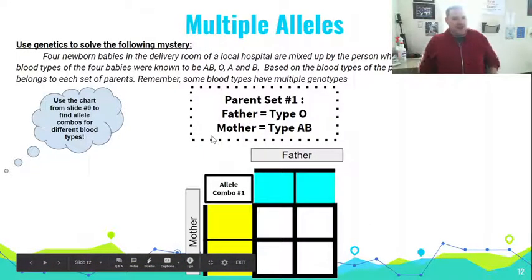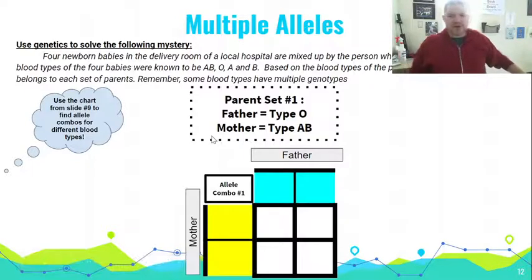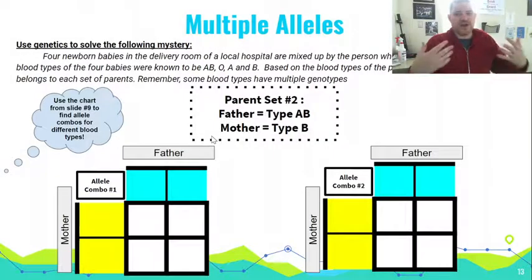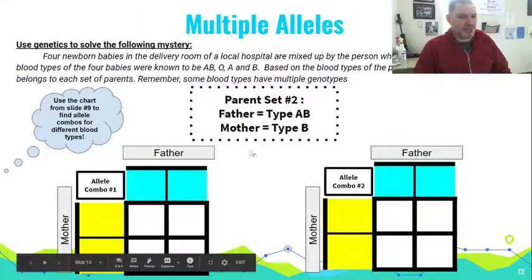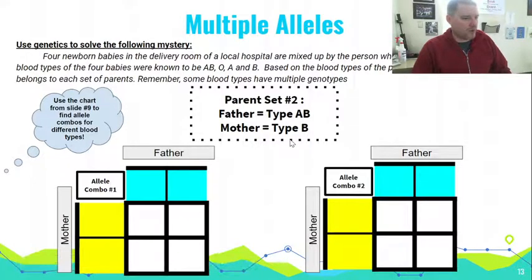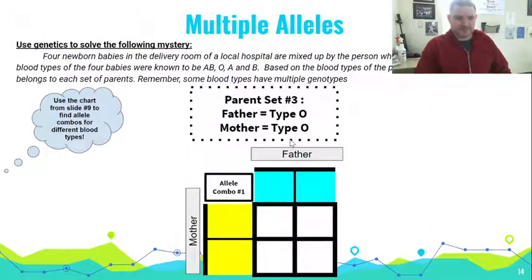Ultimately, as you jump from slide to slide, you are going to get a different combination of parents. So this is parent set number 1, and you're going to see what their potential babies are. Here's parent set number 2, and you're going to see what the parents are going to be. Now in this case, there are 2 different combos because you have a type B parent. So that's BB or BO as that parent.